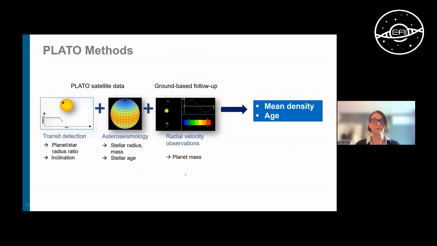The methods PLATO will apply on the satellite photometric data itself: it's, of course, the transit detection. But the light curves will also be used to perform astroseismology of the host stars. From astroseismology, we get precise stellar parameters, the radius, the mass, and in particular, the age. The satellite program is complemented by a ground-based follow-up program for radial-velocity observations, really involving all big telescopes to get the masses also for the smallest planets. So altogether, what we get in terms of planet parameters from PLATO will be the mean densities and the age.